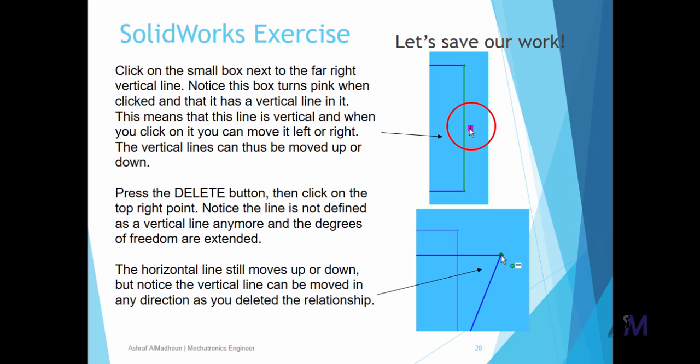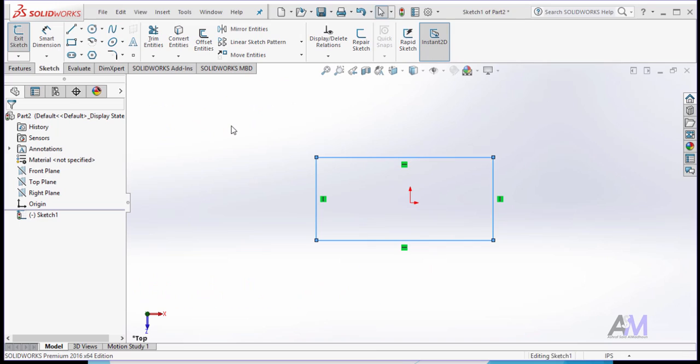Please try to save your work continuously so that you won't lose it. Press the delete button, then click on the top right point. Note that the line is not defined as a vertical line anymore, and the degrees of freedom are extended, as you can see. The horizontal line still moves up and down, but notice that the vertical can be moved in any direction. So let's try it.